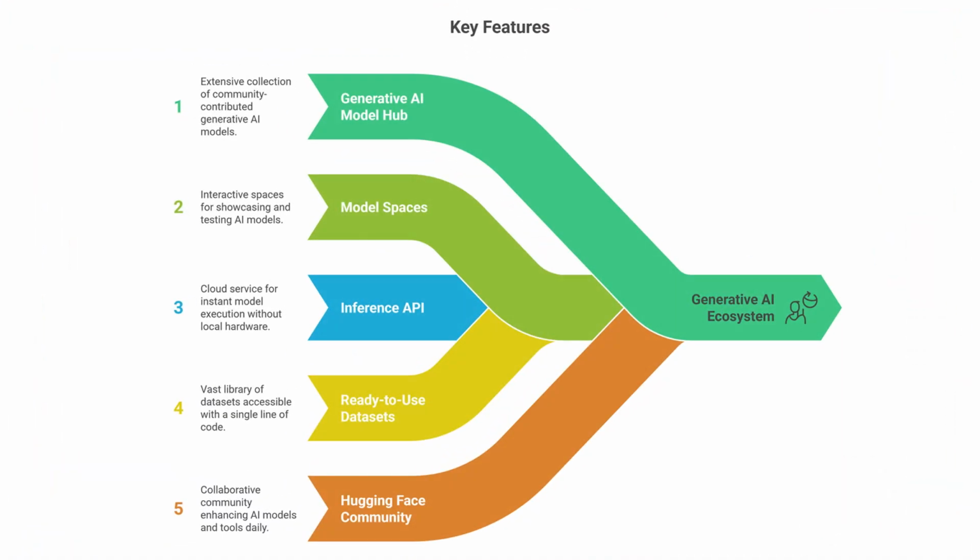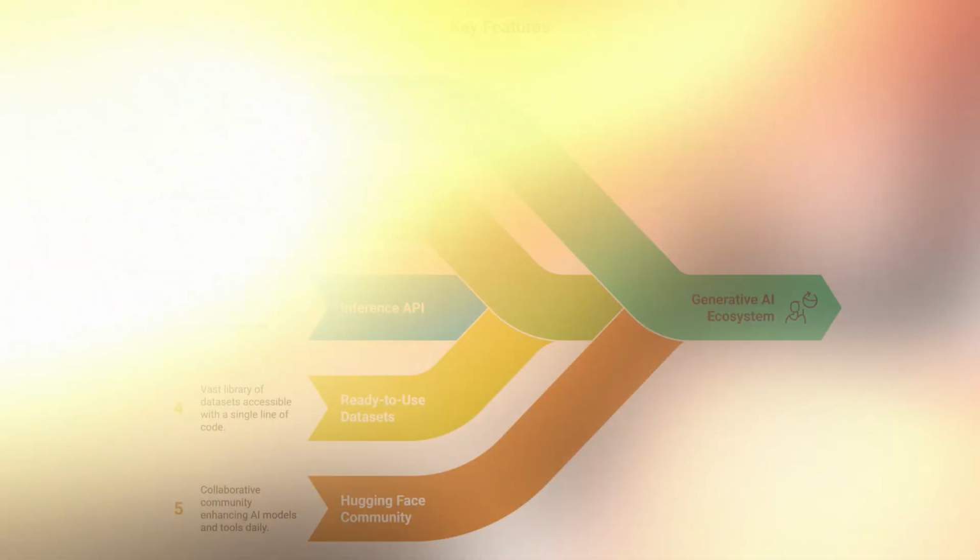Now let's look at the Hugging Face ecosystem, because this is where things get really exciting. First, the Generative AI Model Hub. Second, Model Spaces, where developers can showcase live demos of their models. Third, Hugging Face offers an Inference API. Fourth, Hugging Face also hosts over 100,000 ready-to-use datasets. Finally, one of the biggest strengths of Hugging Face is its community. Thousands of researchers and developers collaborate, share, and improve models, datasets, and tools every single day.